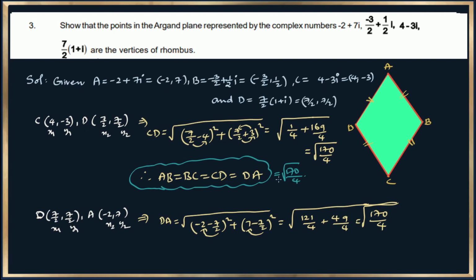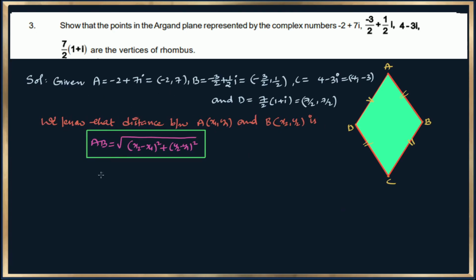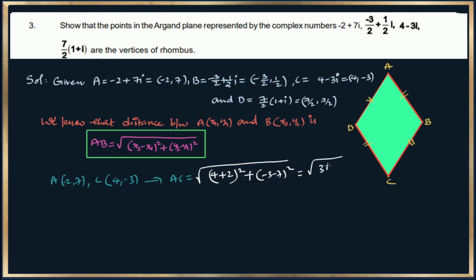Okay, next we have to find the diagonals. What are the diagonals? That is AC and BD. So AC, what about A? That is minus 2 comma 7. C is 4 comma minus 3. Then our AC is, using the formula, under root x2 minus x1, that is 4 minus of minus 2 whole square, minus 3 minus 7 whole square. So 4 plus 2 is 6, 6 square is 36, and minus 3 minus 7 is minus 10, 10 square is 100. So root 136.